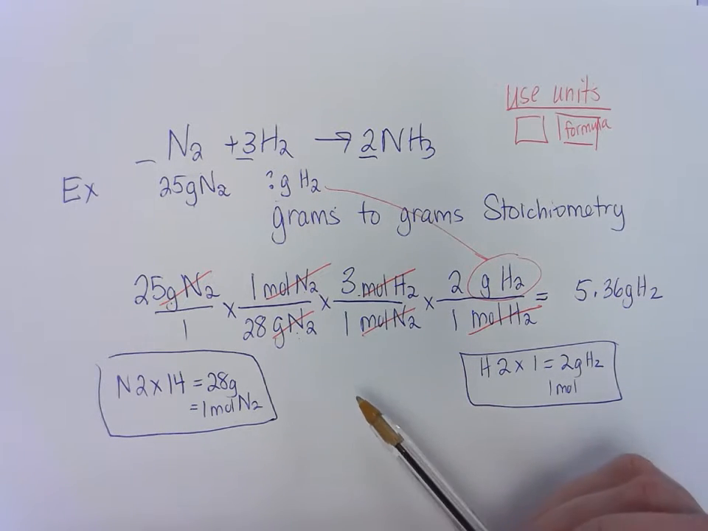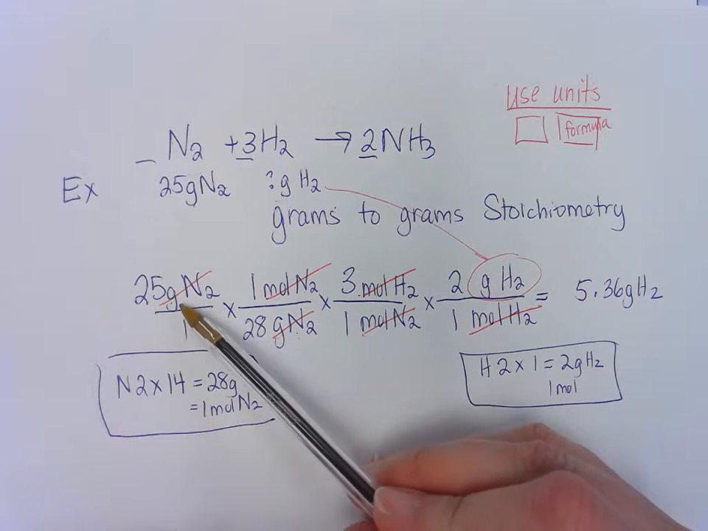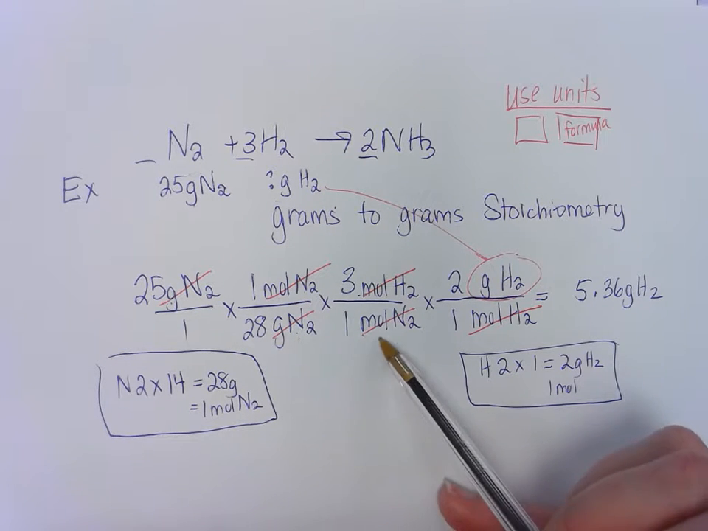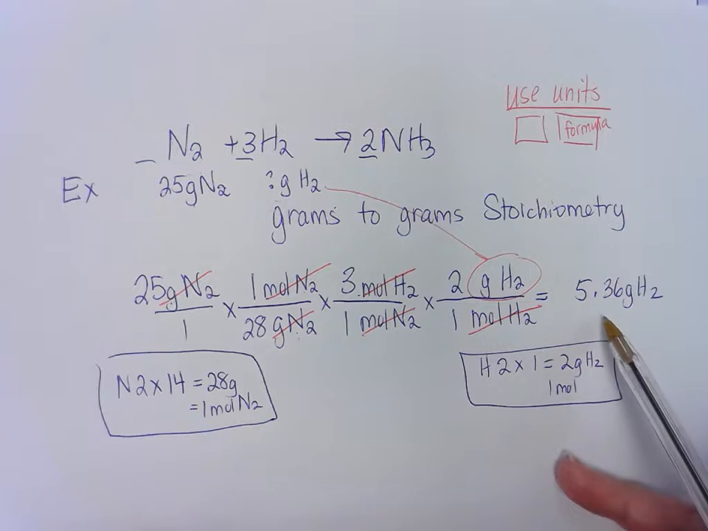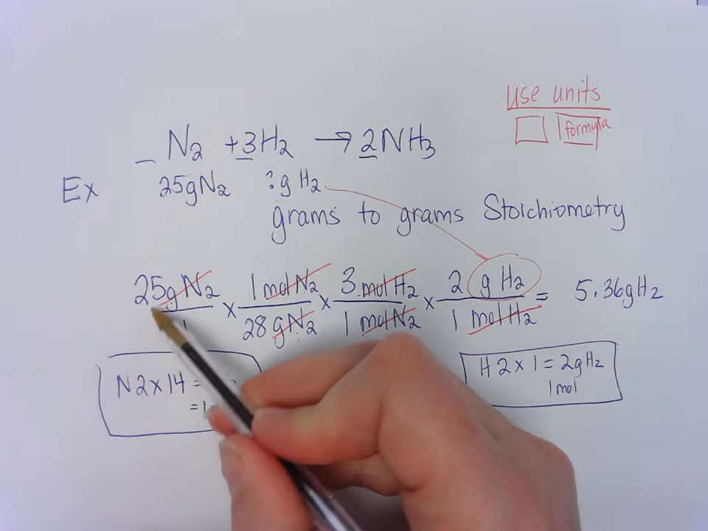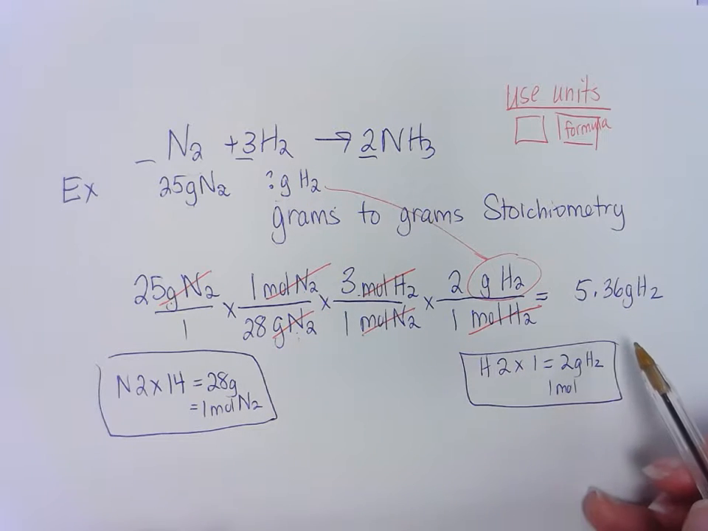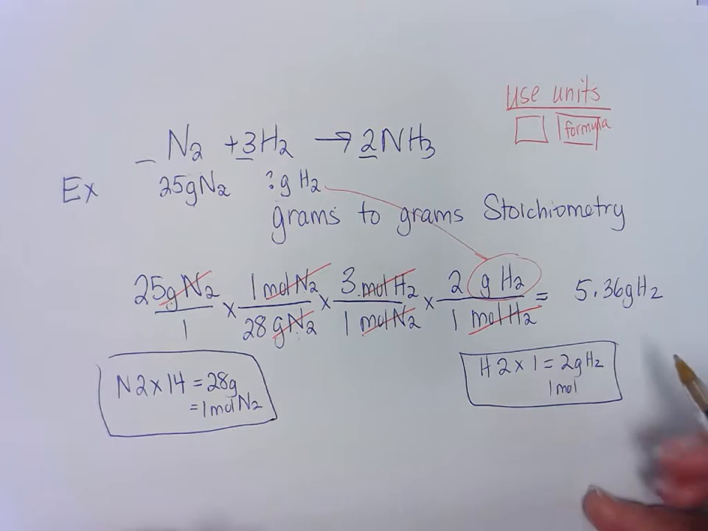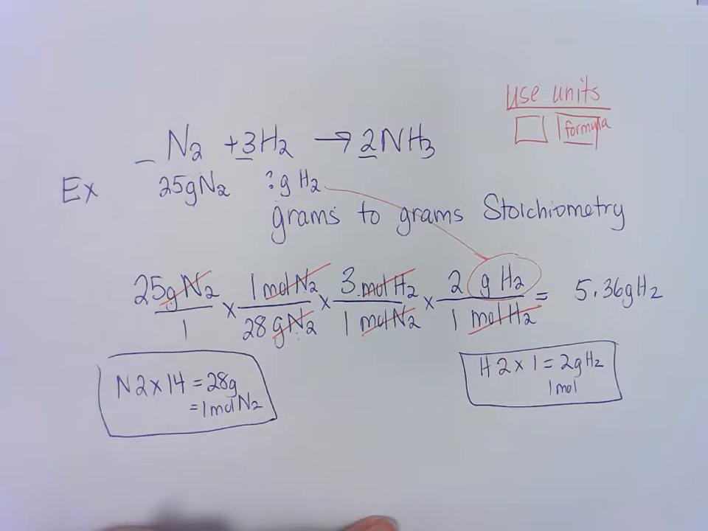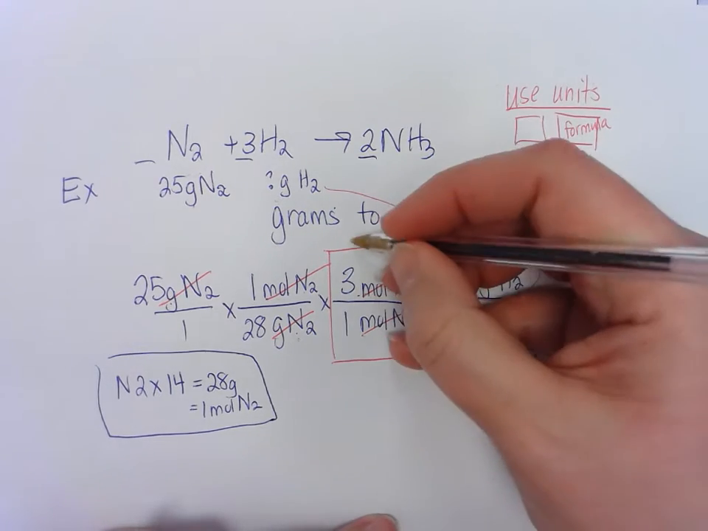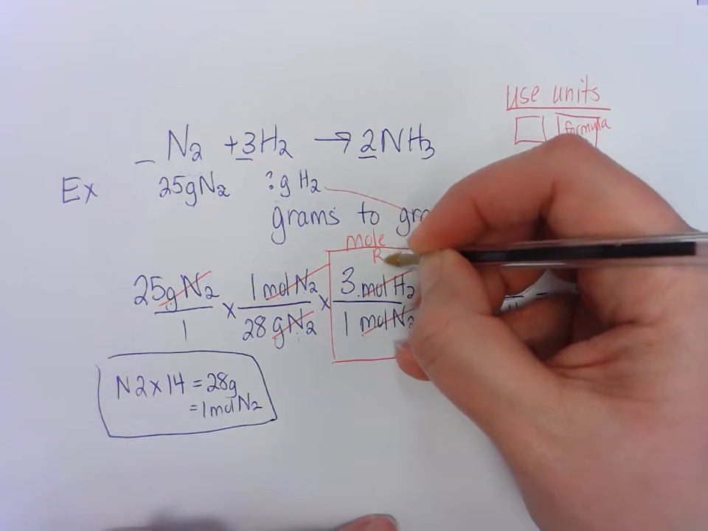Now, you need to be careful. You need to make sure you have both the gram and the formula, or the mole and the formula, and that everything is lined up. And we've canceled and we've gotten our answer. If we put in 25 grams of N2 into this balanced equation, we would need 5.4 grams of H2 in order to make the reaction go. The only new piece of information that we've learned in this chapter is this mole ratio piece.